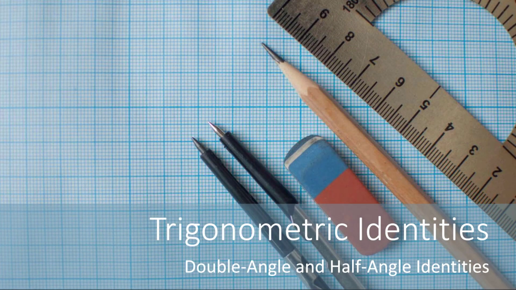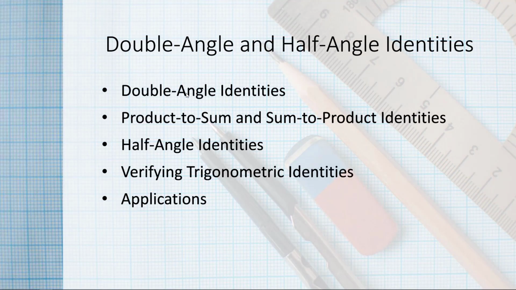Hi everybody, this video goes over section 4 of chapter 7, and here we are going to present the double angle and half angle identities, among others. Specifically, we're going to present the double angle identities, followed by the product to sum and the sum to product identities, the half angle identities. Then we're going to talk about how to verify various trigonometric identities using these as tools, and we have an application to go through.